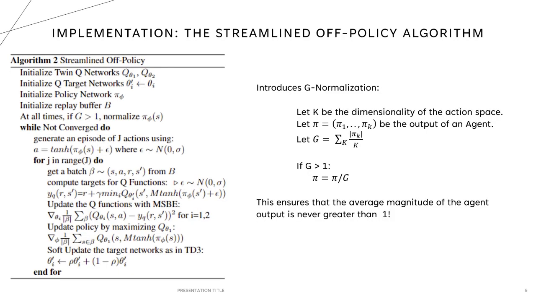For my paper, I chose to re-implement the Streamlined Off-Policy algorithm, which was introduced by Wang et al. Now, it makes a lot of minor changes to TD3 and also soft actor critic. However, the two most important ones are as follows. It introduces G-normalization, which basically looks at the absolute value of every action component, sums them up, and then divides them by the action dimensionality. If this is greater than 1, then it divides the action by the previously mentioned value. This basically ensures that the average magnitude of the agent output is never greater than 1, effectively normalizing the output.